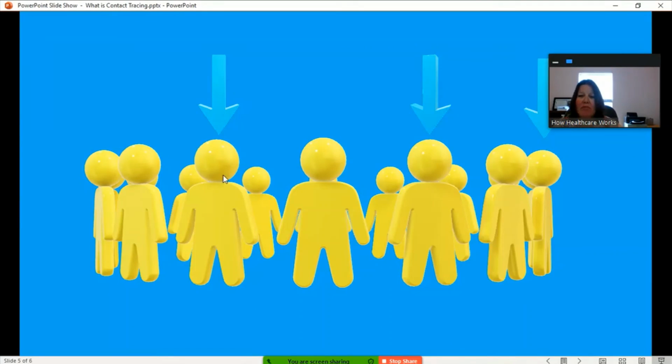And then contact tracers are going to ask these individuals too who they might have come in contact with in the 2 days before they started feeling sick. That way we can see how many people possibly were infected by that one person. That's just to see how the disease is spreading in the population and how we can stop it from spreading. So that's a really high level description of contact tracing.